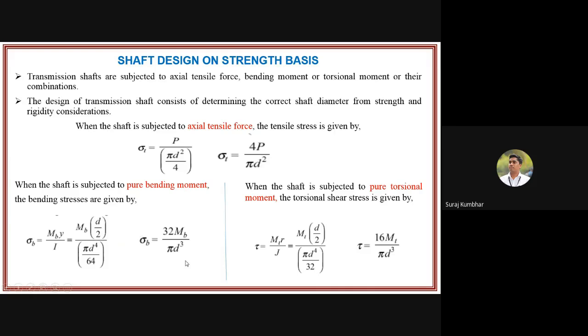You have to use these formulas if you want to design your shaft on the basis of strength. On the basis of strength criteria, you can use these three formulas: tensile stress, bending stress, and torsional shear stress. By using these three formulas, you can find these three parameters.